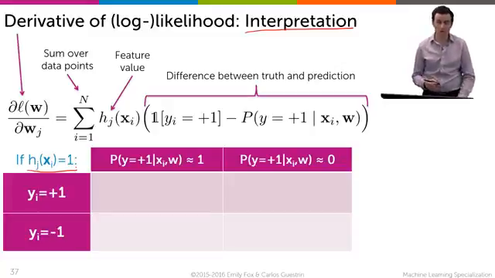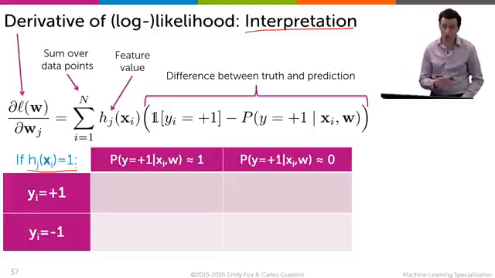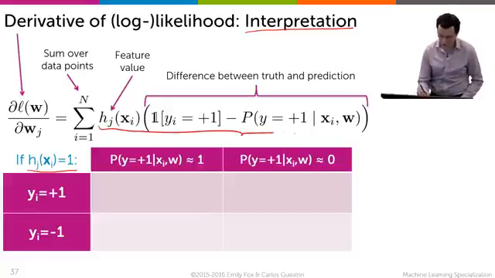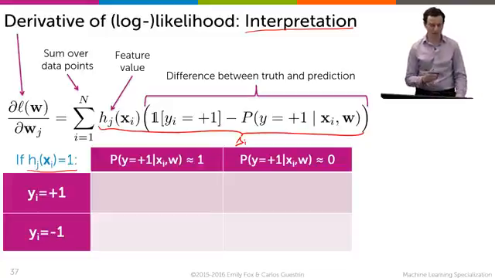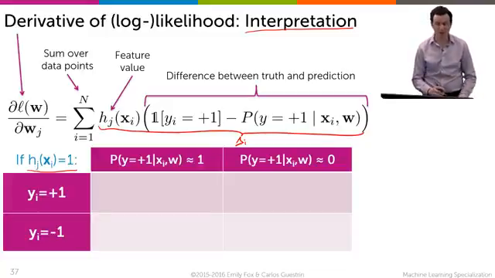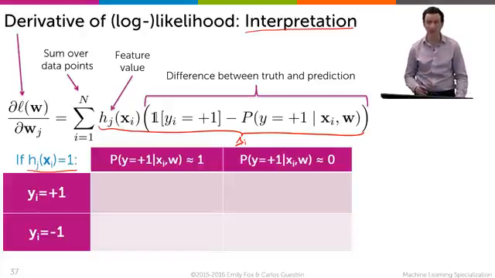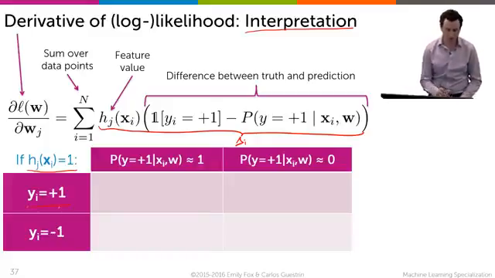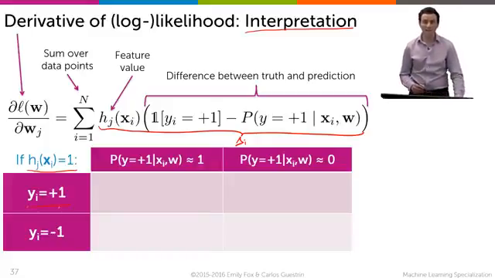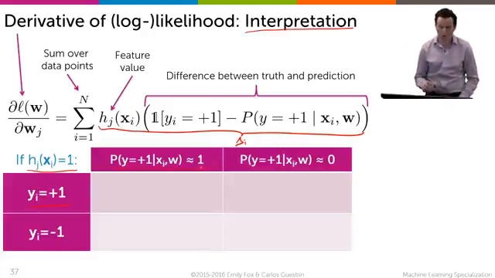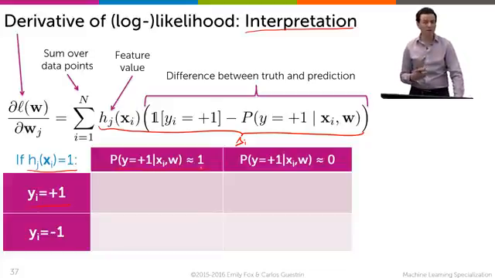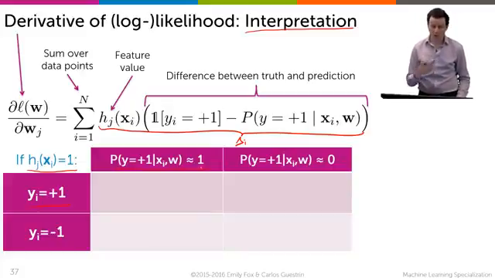So what is the contribution that this data point has on the total derivative? If you call this contribution delta i, and I chose hj of xi to be 1 because then we don't have to worry too much about feature value. We can just focus on that difference. Let's interpret that difference. So let's first look at the case where yi is positive. It's a positive training example. And our model is pretty sure that it's a positive training example. So it says the probability that y equals plus 1 is approximately equal to 1.